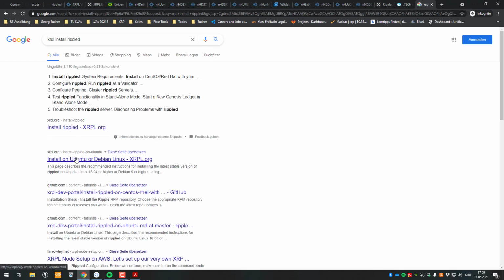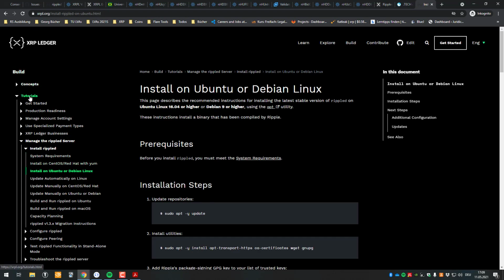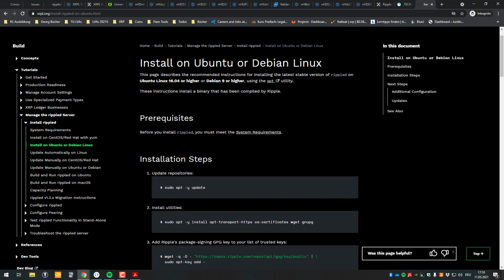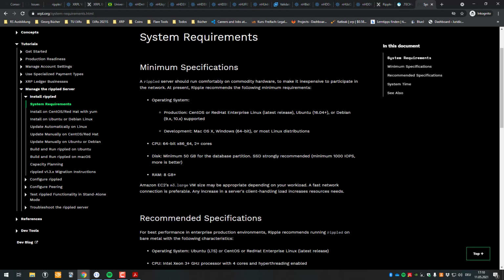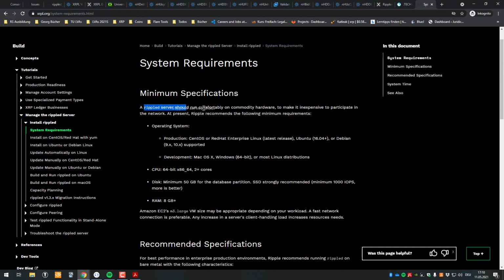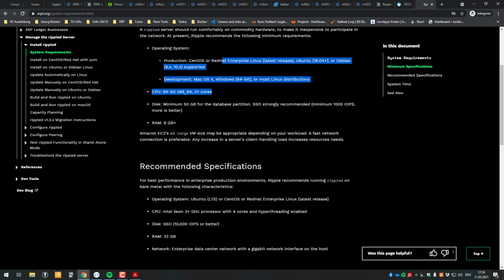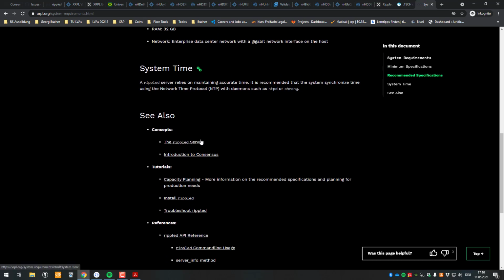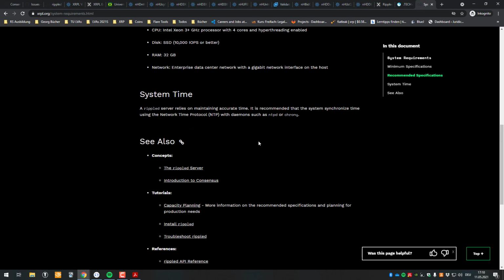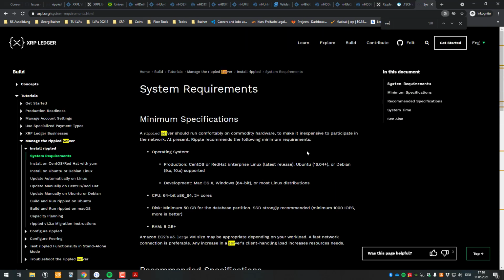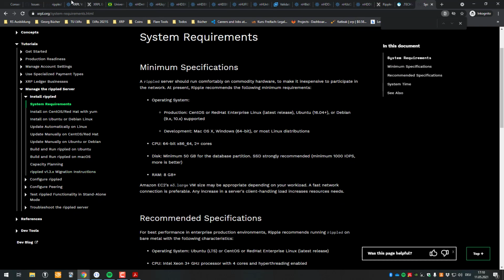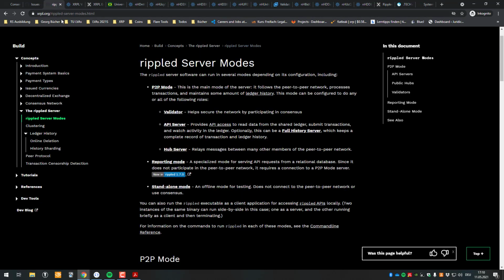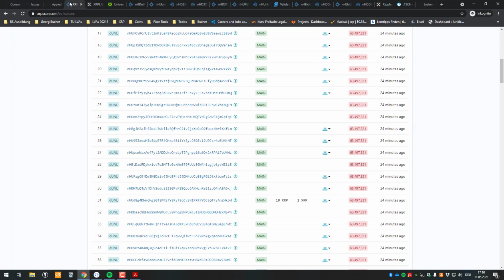They also mention the system requirements, which even have their own section. You can see here a rippled server should run comfortably on commodity hardware, to make it inexpensive to participate in the network. At present, these are Ripple's minimum recommendations. It's about as resource expensive as running a mail server. I also want to highlight that it's not that expensive. With the entire proof of work concept, that one is very processing expensive, and with the Ripple consensus algorithm, that is not the case.